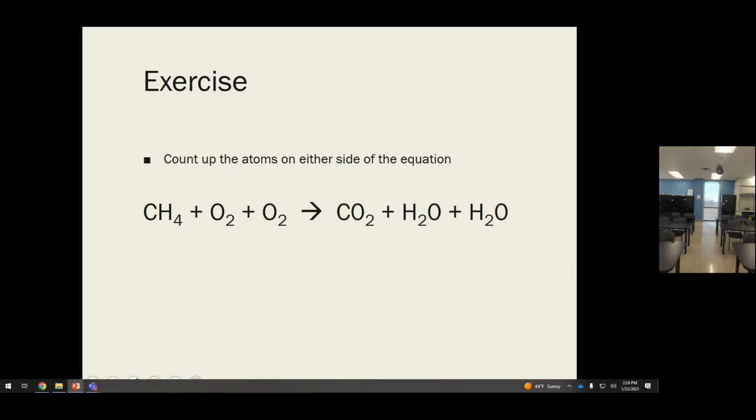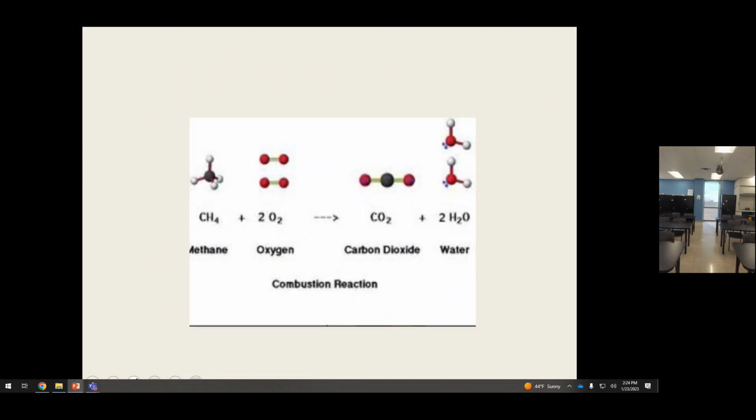So over here on the left side in the reactants, we have 1 carbon, and on the right side, we still have 1 carbon. We have 4 hydrogens on the left, and then we still have 4 hydrogens, 1, 2, 3, 4 on the right. We have 4 oxygens, and over here in the products, we still have 1, 2, 3, 4 oxygens.